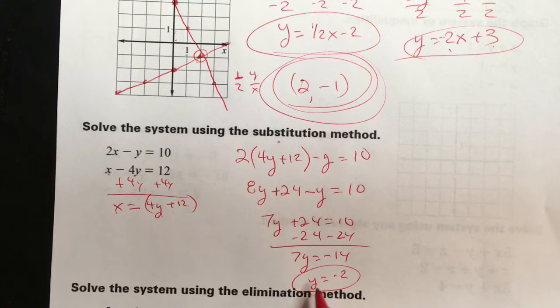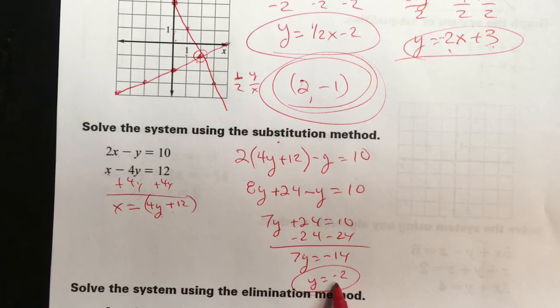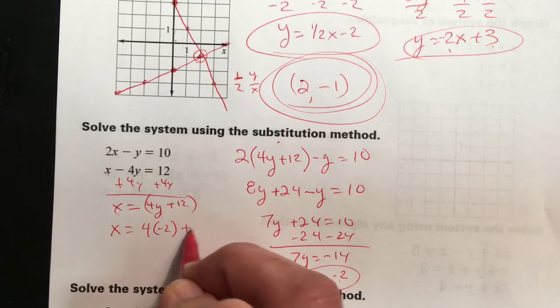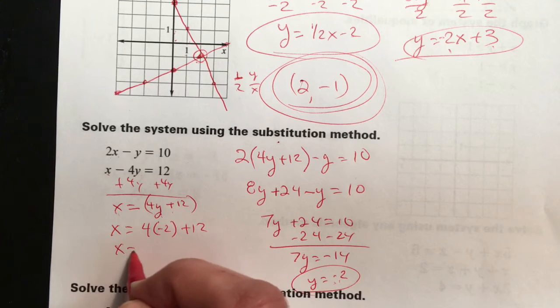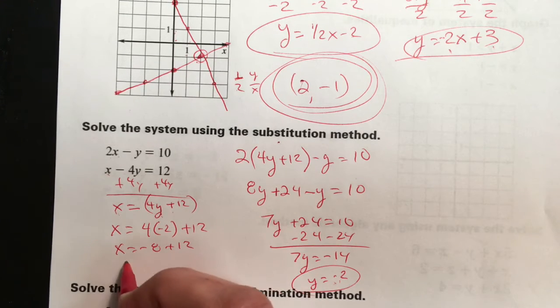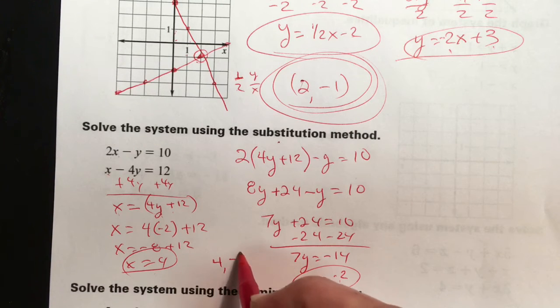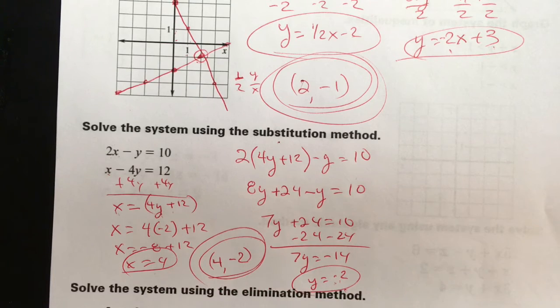Well, that's half an answer. We need the x because it's going to be a coordinate point, x, y. So I put this back into here. Now, it'll kick out an x for me. So y is negative 2. So it's x equals 4 times negative 2 plus 12. X equals negative 8 plus 12. X equals 4. So 4 comma negative 2. That's the answer. That's where the two lines meet.